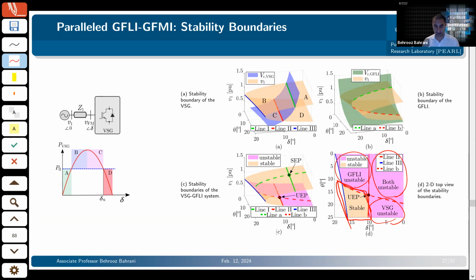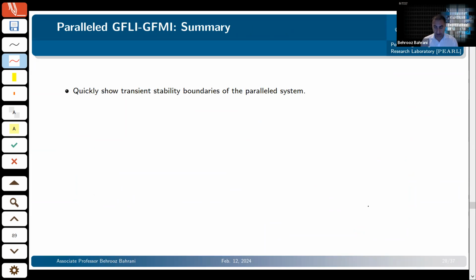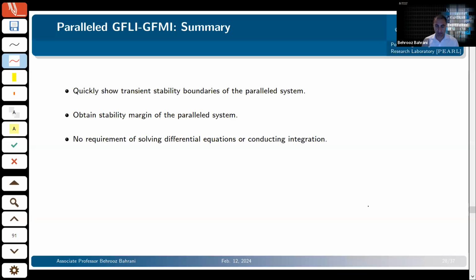So with the analysis that we did, we managed to find the boundary or the area that both of these inverters are stable at the same time. So it can help you to design your pair such that you maximize this region that both are stable. Of course, we don't have enough time to go through all the details of that, but in a nutshell, it very quickly can show you the boundaries of this parallel system, and it gives you the stability margin, like what is the distance between your UEP and SEP in this system. It's very intuitive.